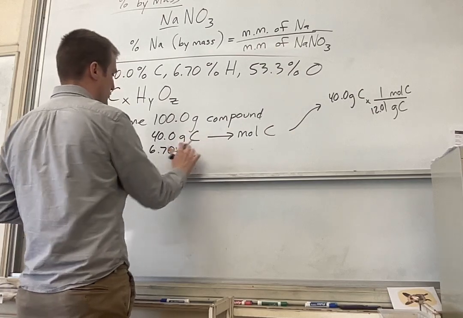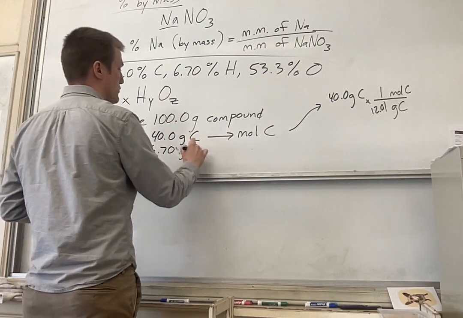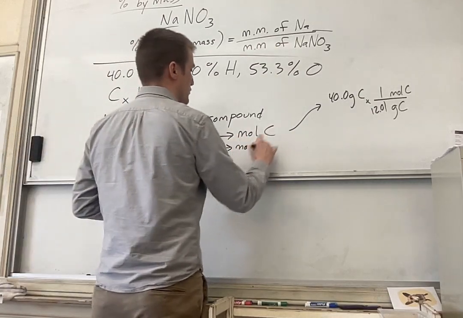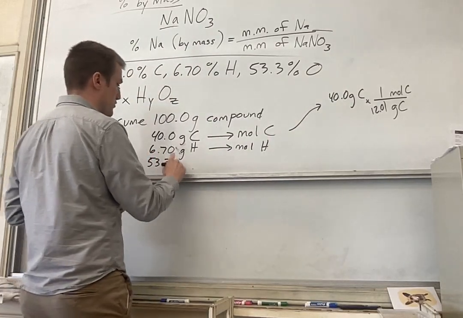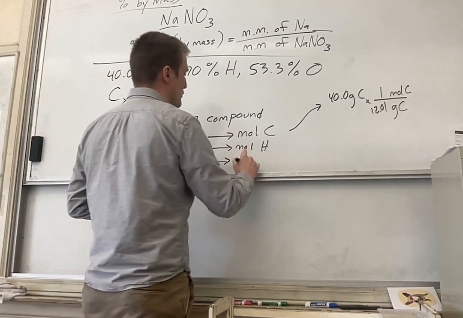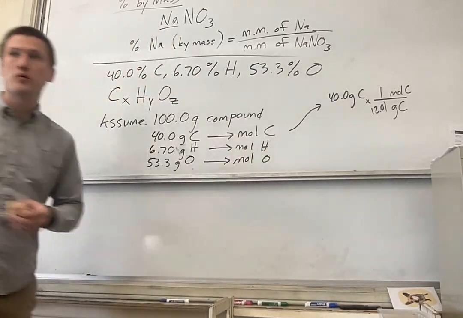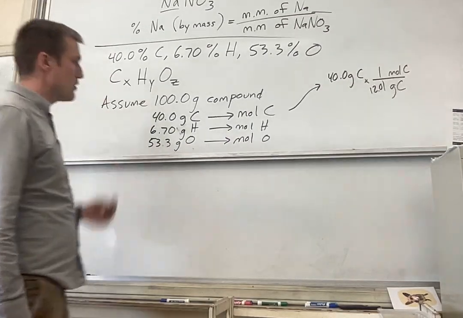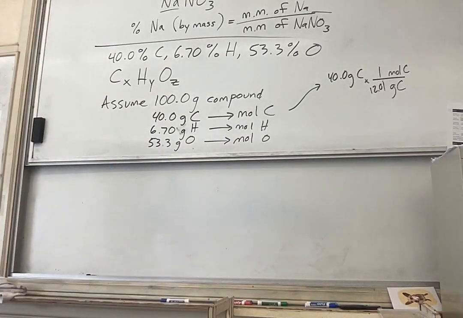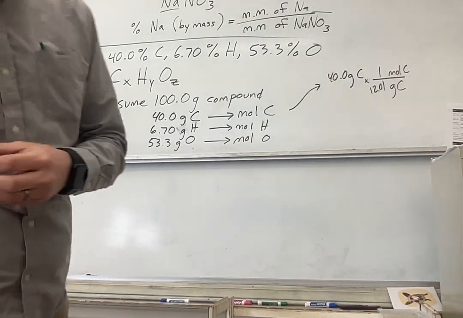Same thing here. So, assume you have 100 grams, so you'd have 6.7 grams of hydrogen. Convert that to a number of moles of hydrogen. 53.3 grams of oxygen. Convert everything to moles. Then you're counting particles, and you can figure out what's the ratio of how many particles of each element are in your compound. All right. If you did that, let me just tell you what the numbers would be.